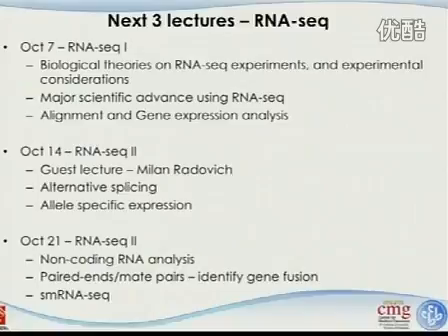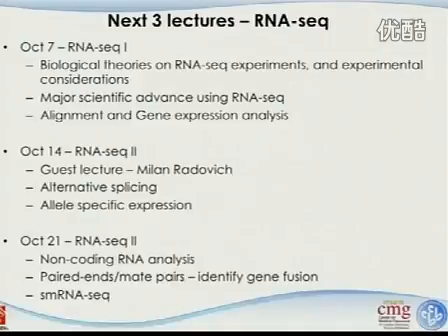Okay. For the next 3 lectures, we are going to talk about the RNA sequencing experiment. For the first one, next week, we'll talk about the biological theories on RNA sequencing experiments and experimental considerations. We'll summarize some of the things that we cannot do without RNA sequencing, just based on array-based approaches. We also will talk about alignment here, because for RNA sequencing, alignment has become more tricky than regular alignment. There are some special strategies for that. And we will summarize the gene expression analysis, and how we can say how many transcripts are transcribed just based on next generation sequencing data.